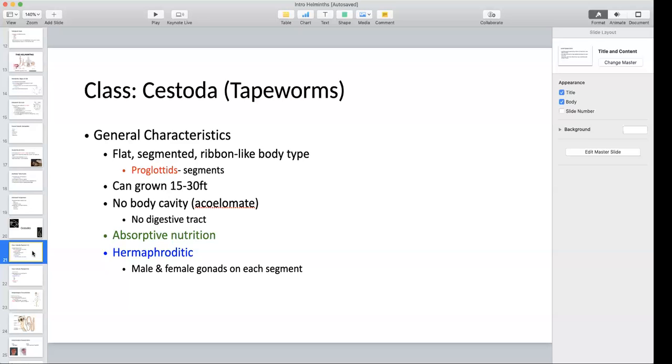This is in contrast to the nematode. These are hermaphroditic organisms. Okay, so there's going to be both male and female reproductive organs on each segment. Each one of those segments that are present on the worm is like an individual worm. They both have a reproductive tract. Each segment can reproduce.